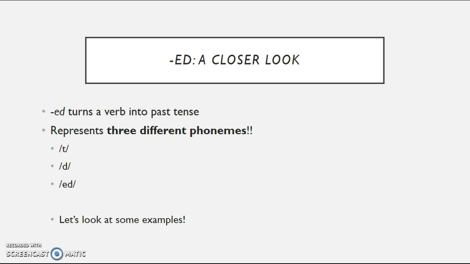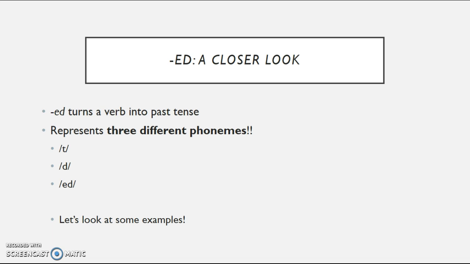ED can be confusing for students because this one grapheme represents three different phonemes: T, which is usually represented with a T, D, which is usually represented with a D, and then ed, so that ED combination together.